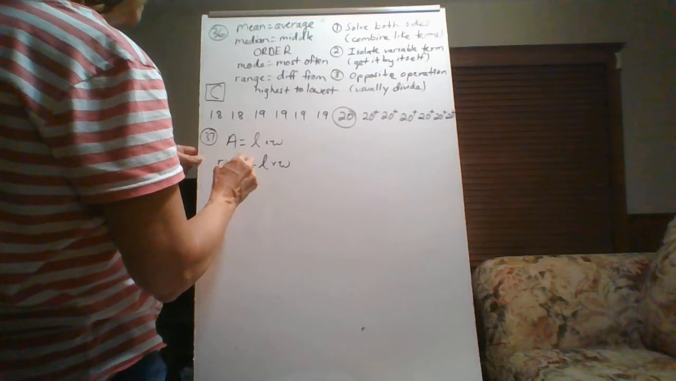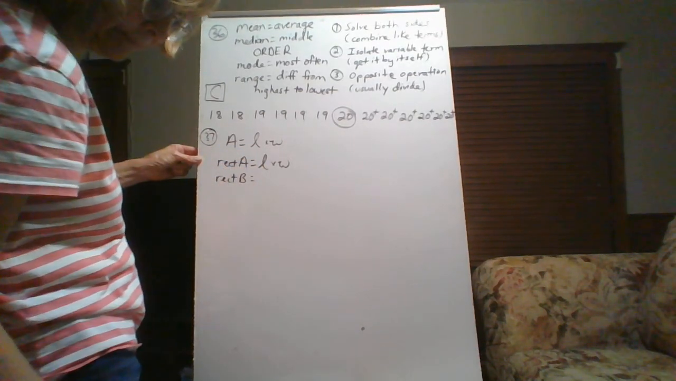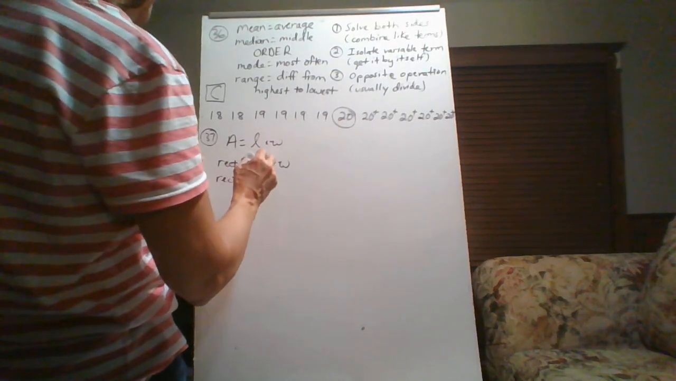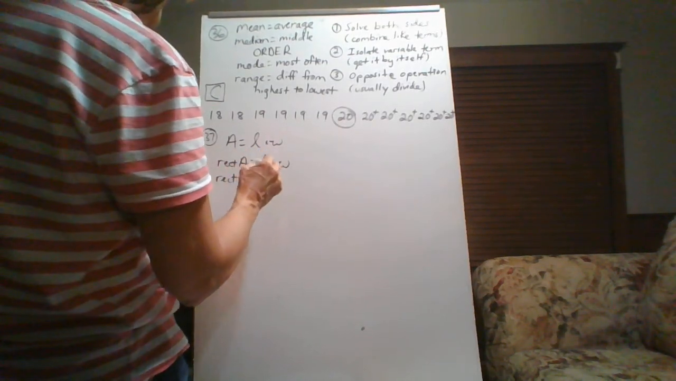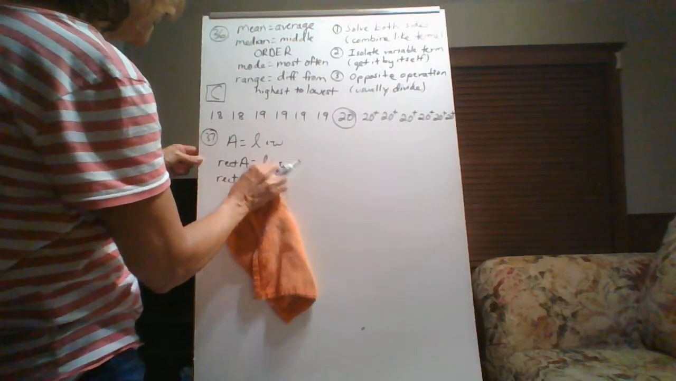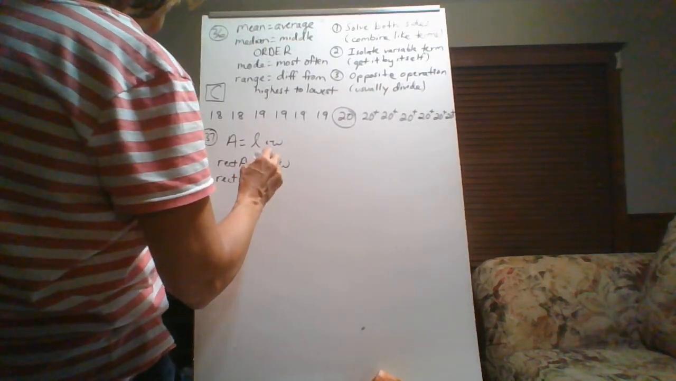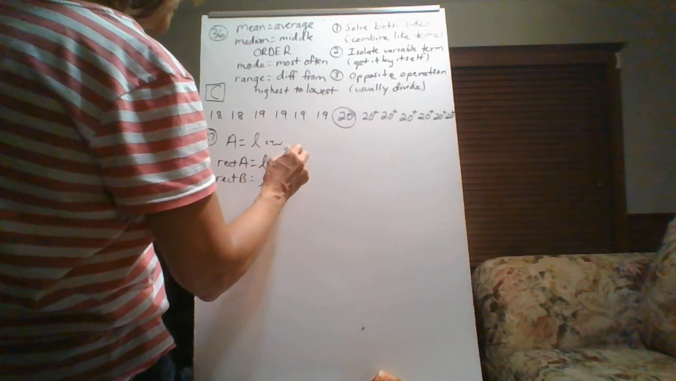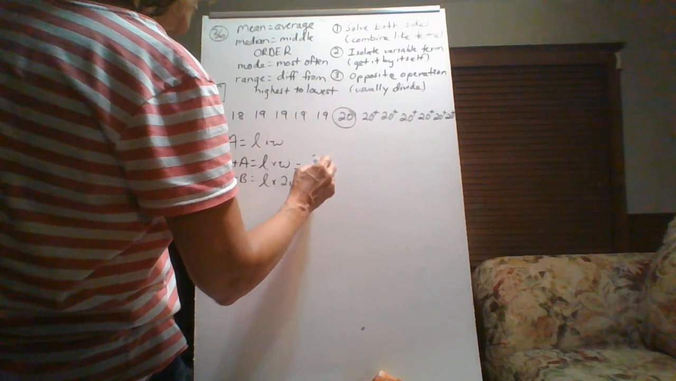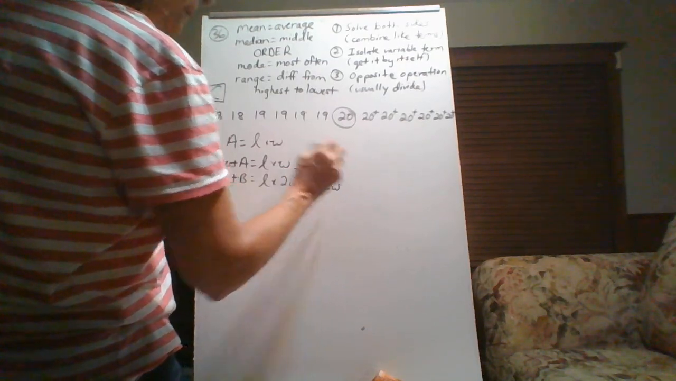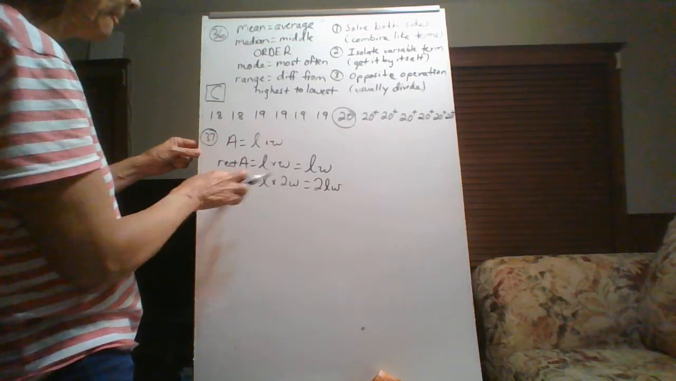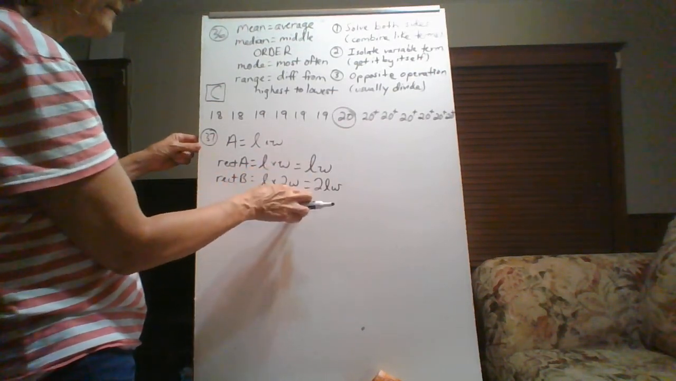Rectangle B, they're telling me, has a length of L and a width of 2W. It'd be L times 2W. So that's LW times 2, which is 2LW. So let's look at our first statement. The area of A is twice B. No, it's actually half of it, isn't it?